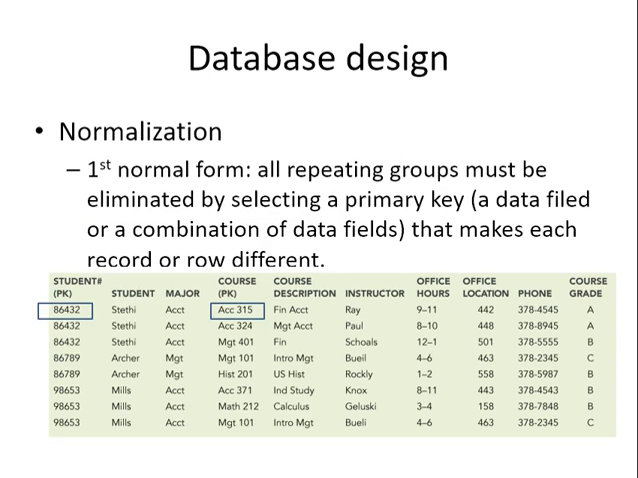First normal form. We're going to make sure all repeating groups are eliminated by selecting a primary key. That makes each record or row different. So in first normal form, we remove these redundant repeating groups, and we find a unique primary key for each record.